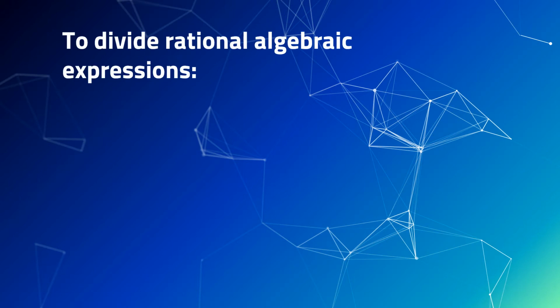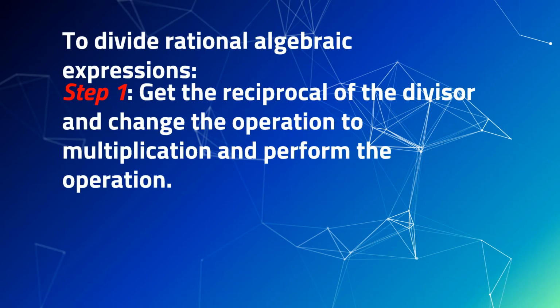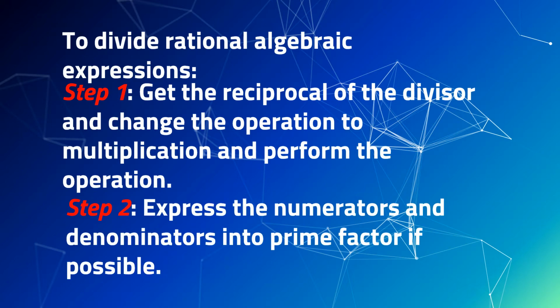The process here is almost similar to multiplying rational algebraic expressions, but the only difference is that first, you're going to get the reciprocal of the divisor and change the operation to multiplication, and then perform the operation. Then, you have to express the numerators and denominators into prime factors if possible. As you can see, this is the first step in multiplying rational algebraic expressions.